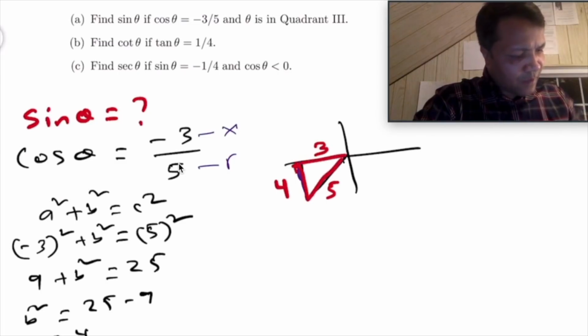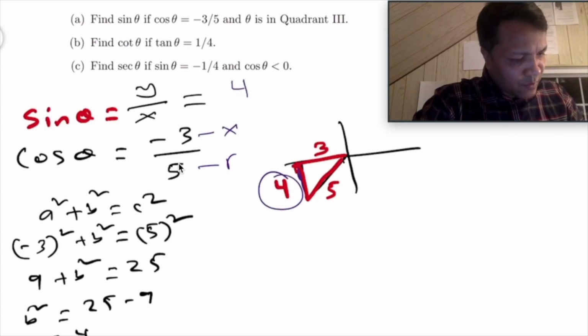Now the sine theta, if you remember correctly, sine theta is y over r. So what is our y? Y is 4. And what is our r? R is 5. But we are not done yet.